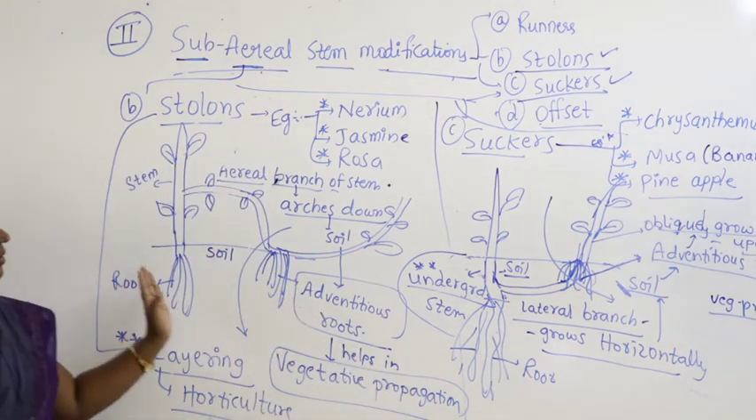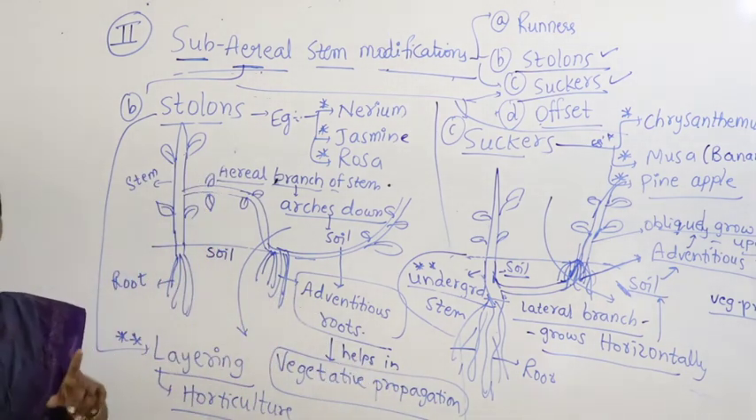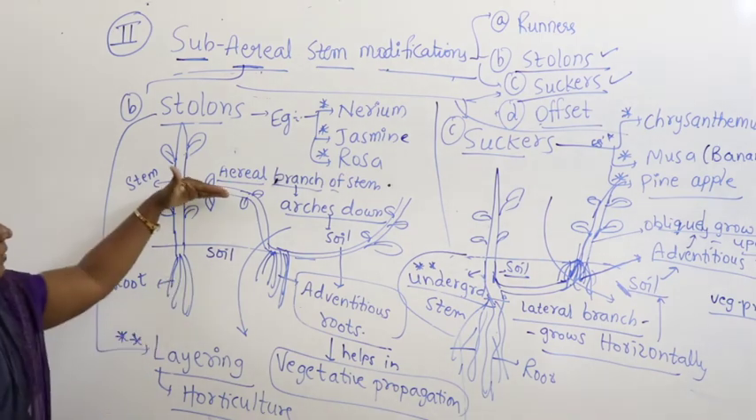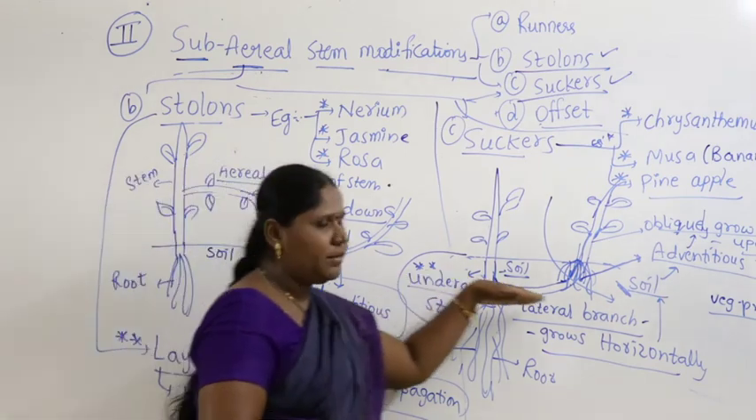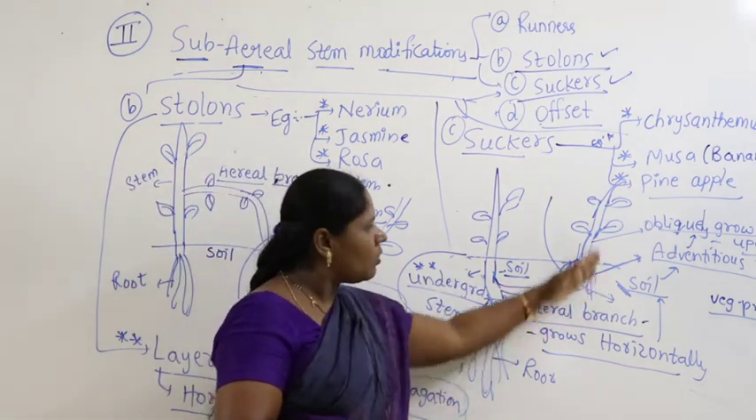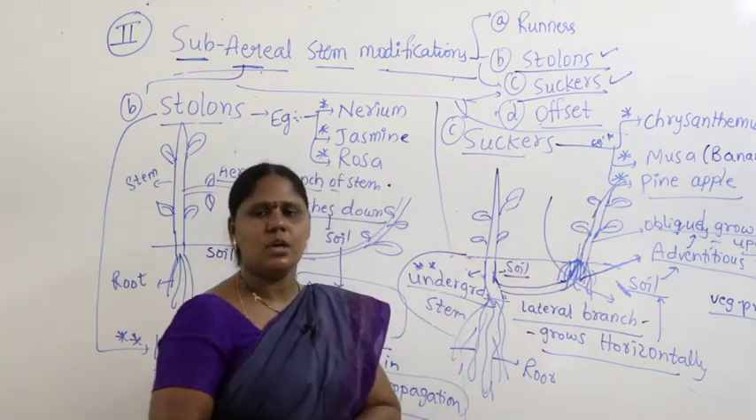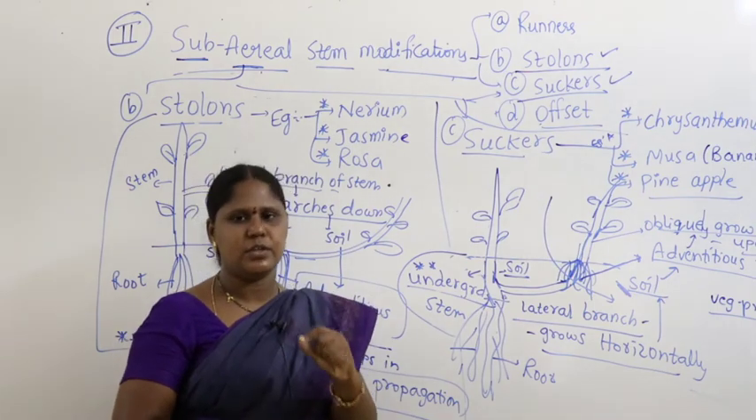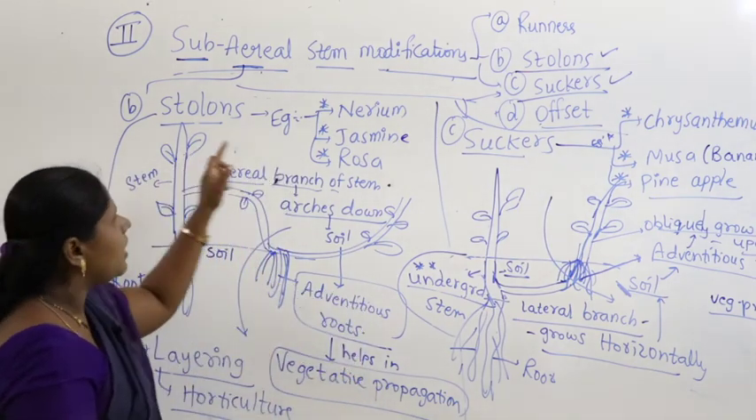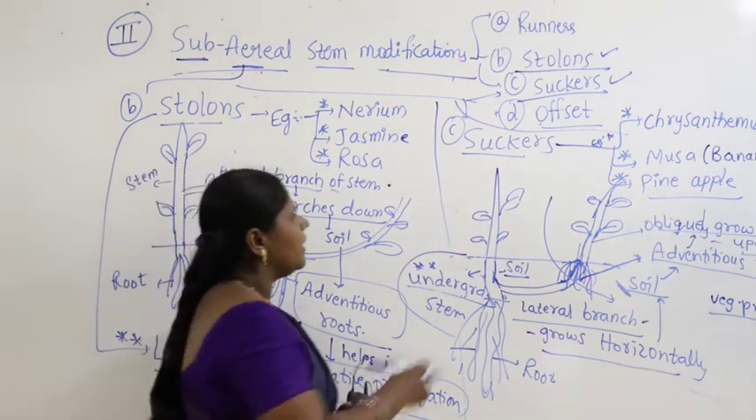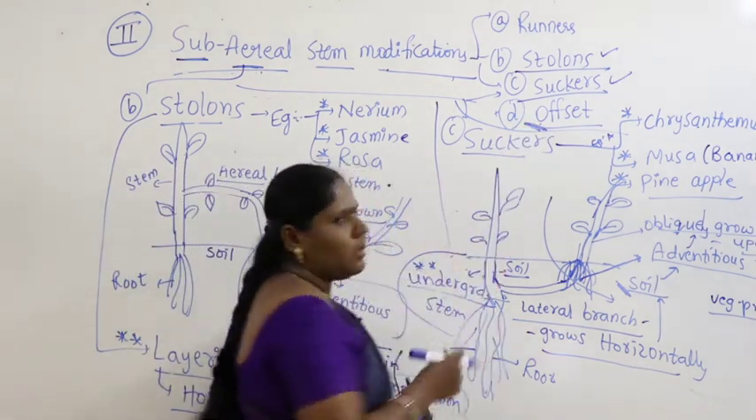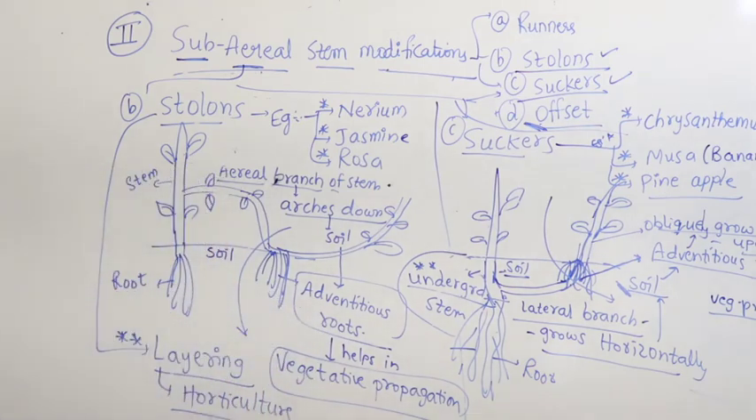I hope you got stolons and suckers. Just one difference. What is that? The aerial branch grows down and gives a new plant. Here the lateral branch of the underground stem grows in an upward direction and gives a new plant. That is the main difference between stolons and suckers. Now let us go with the next one. What is that? Offset. Let us continue with that.